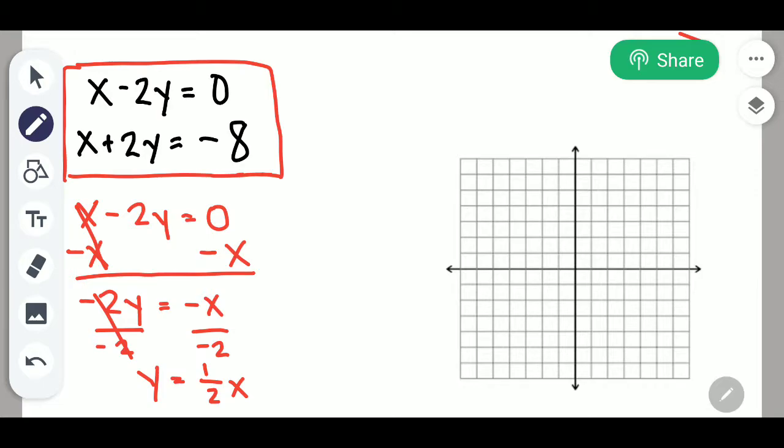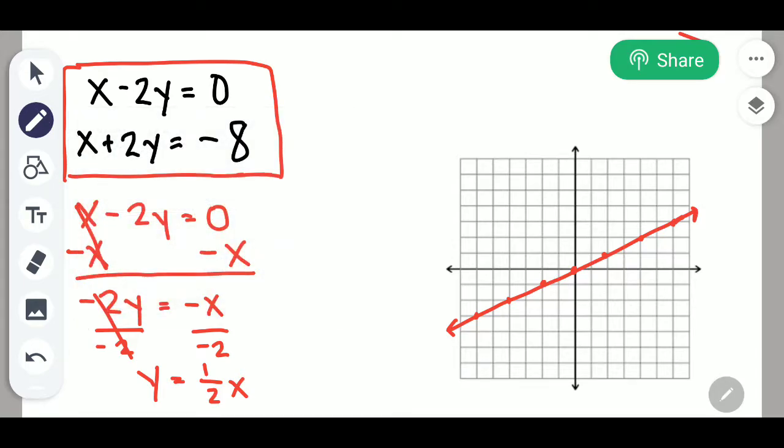So in red, we'll go ahead and graph that. Our y-intercept over here is 0. There's nothing there, so we're going to start at 0 and put our dot. And then we're going up 1 over 2. Right, and likewise we can go down 1 and back 2, following the same direction. All right, so this is our first equation.